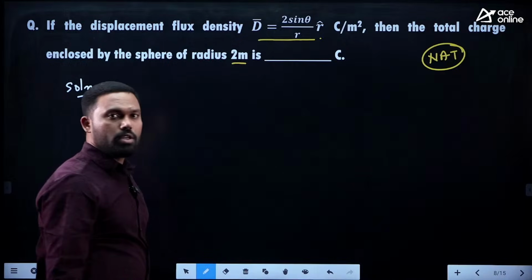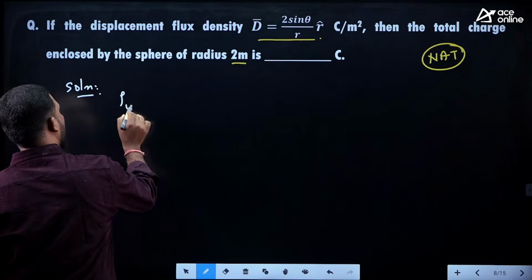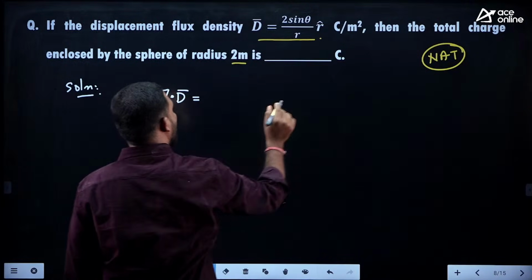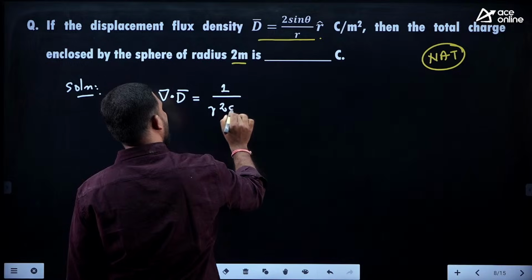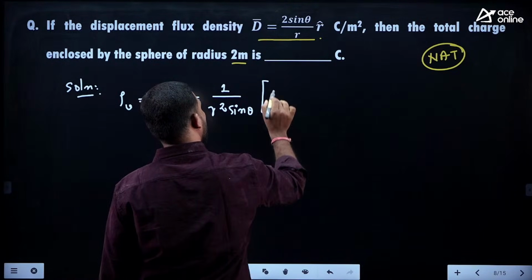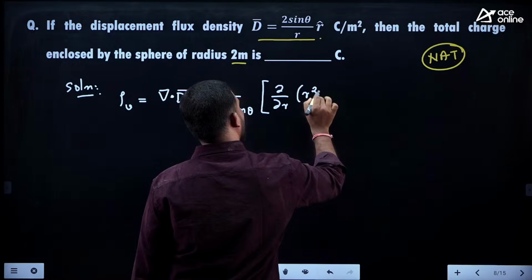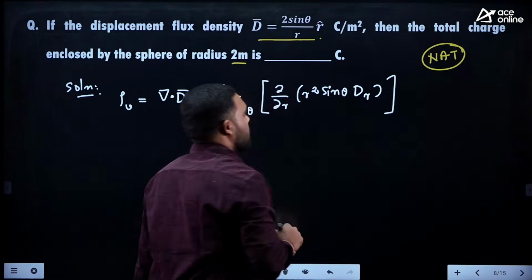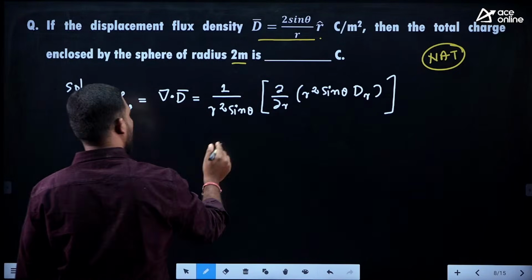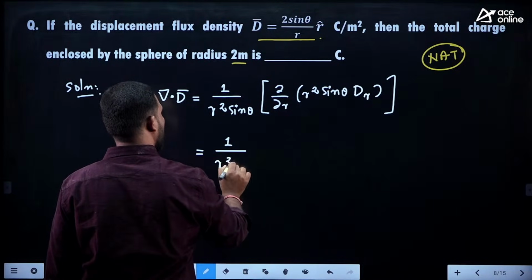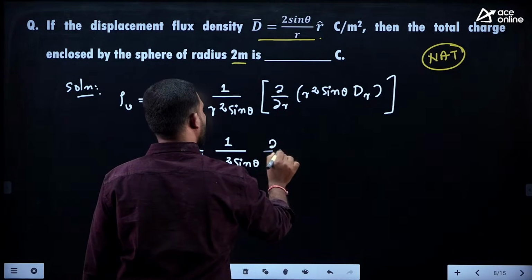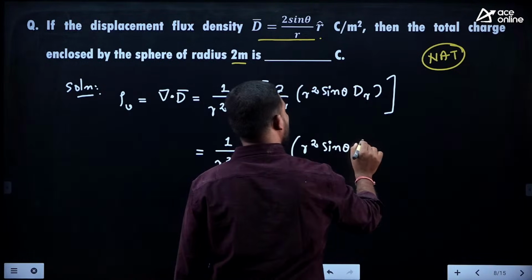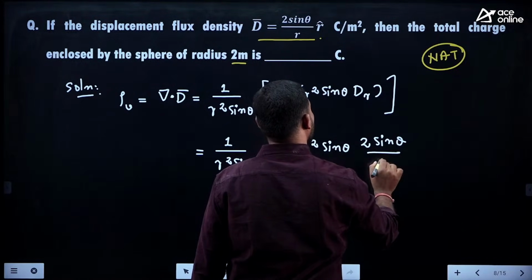Okay, so first find out the volume charge. What is the volume charge, guys? The rho v is equal to divergence of D. So this is having only an r component. So what happens to this one? It is 1 by r square sin theta, dou by dou r of r square sin theta into D r. Okay, remaining terms are 0. Just substitute there. So what you are going to get? It is 1 divided by r square sin theta dou by dou r of r square sin theta into D r, what is this D r? It is 2 sin theta by r.